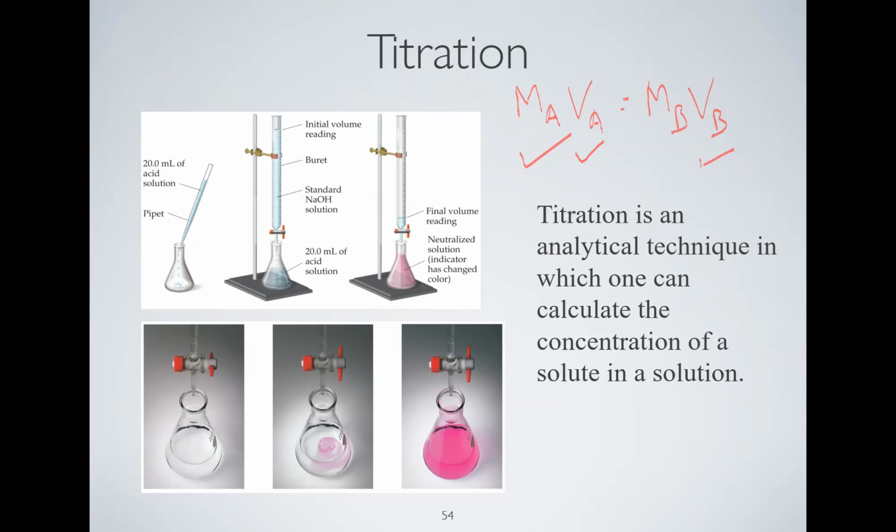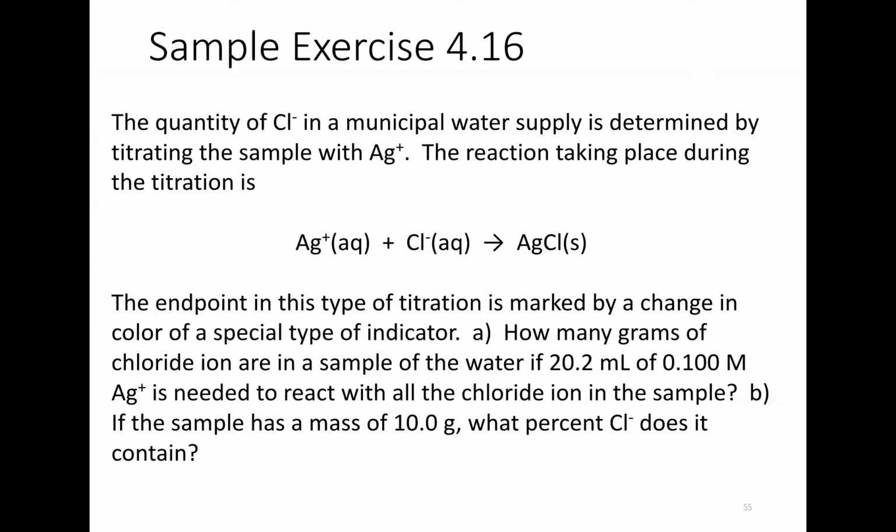We'll see it in lab with acids and bases, but you can do it with other types of reactions like we see here. In the case of this reaction, the quantity of chloride ions in municipal water is determined by titrating the sample with silver ions. Remember, silver chloride is going to be solid, so we're going to form a precipitate in this case. The endpoint of the reaction is marked by a color change, so we're still going to use an indicator so we know when that endpoint is reached. We're asked how many grams of chloride ions are in a sample of water if 20.2 milliliters of 0.1 molar silver solution is needed to react with all of the chloride ions.